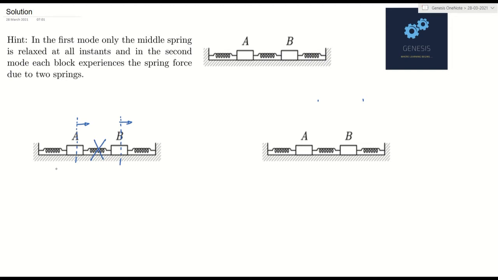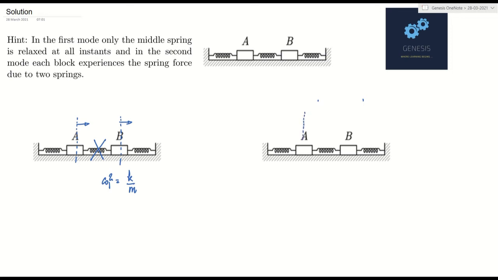That means the system is oscillating as if A is a separate oscillator and B is a separate oscillator. They're not interacting with each other. And therefore, here we can straight away say that omega 1 square will be equal to K by M. That is your standard one block oscillation. What about the second case?